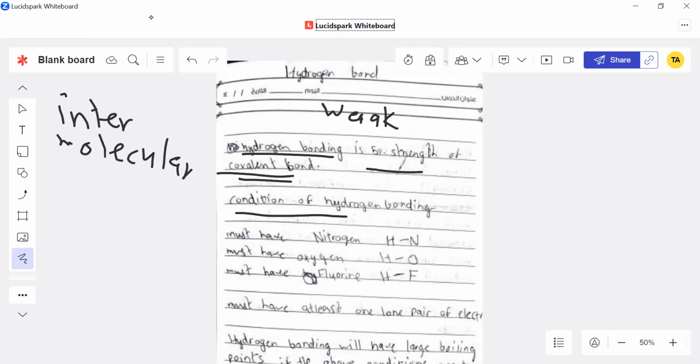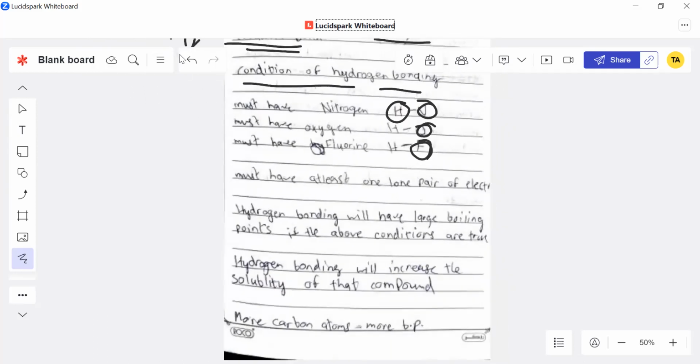So what are the conditions of hydrogen bonding? For you to form hydrogen bonding, hydrogen must be bonded to either of these three elements. So hydrogen must be bonded to either nitrogen, oxygen, or fluorine. If one of these three bonds happens, then you have hydrogen bonding.